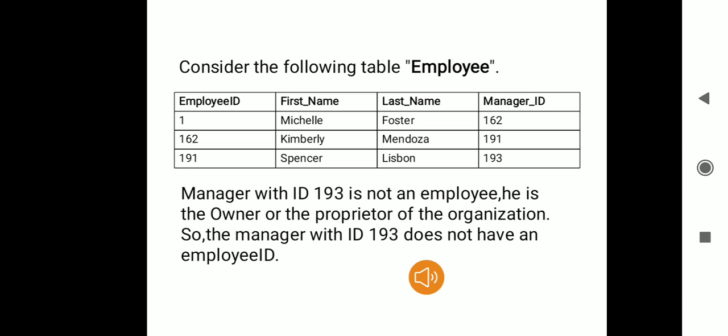Now consider the following table employee. The manager with ID 193 is not an employee. He is the owner or the proprietor of the organization. So the manager with ID 193 does not have an employee ID. That is why you won't see the ID 193 under the employee ID column, which has 1, 162 and 191 as the entries.